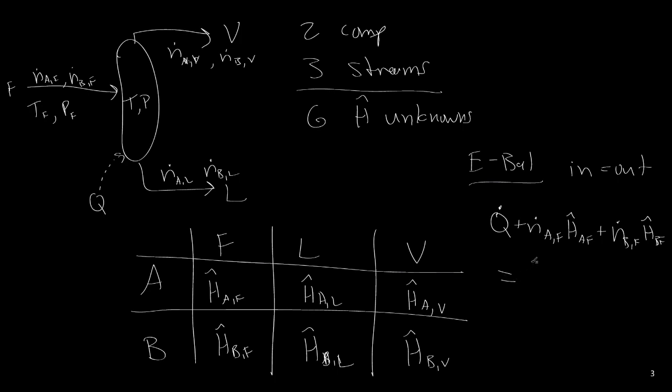And leaving the system, we have the flow rate of A in the vapor times its specific enthalpy plus the flow rate of B in the vapor times its specific enthalpy. And finally, we have material leaving in the liquid stream.